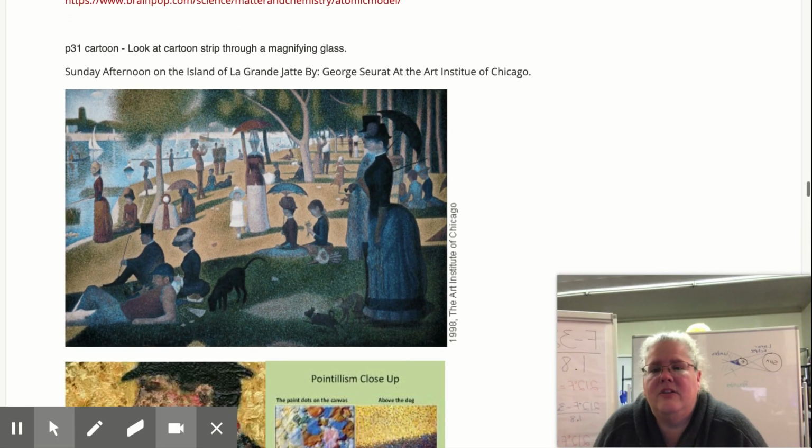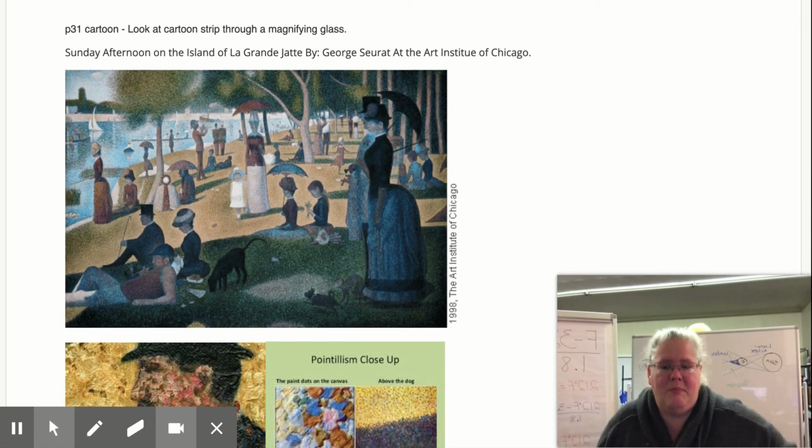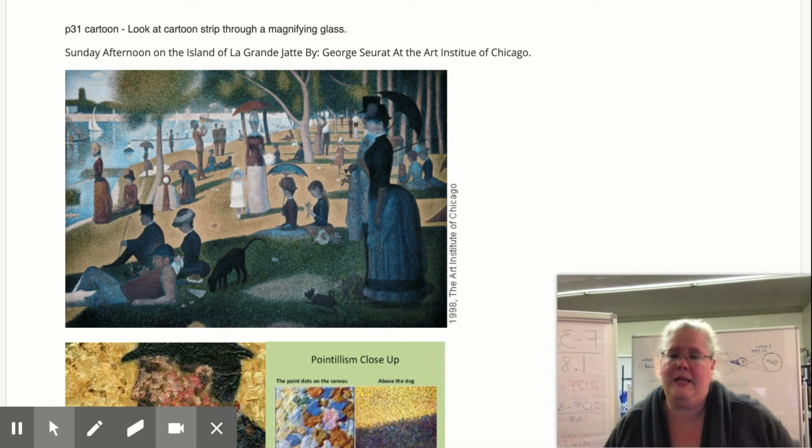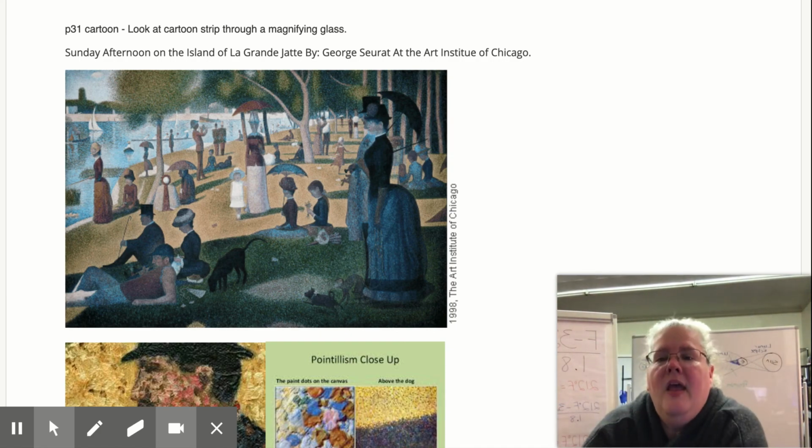This is like looking at a cartoon strip with a magnifying glass, and it's a pretty famous painting by Georges Seurat, called Sunday Afternoon on the Isle of La Grande Jatte, and right now it's at the Art Institute of Chicago. And what you need to realize is this picture that you're seeing as a whole is actually pointillism. It is made up of individual tiny dots.